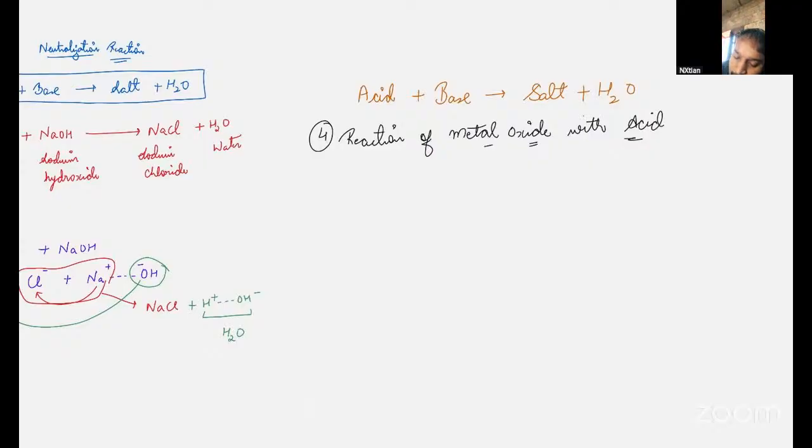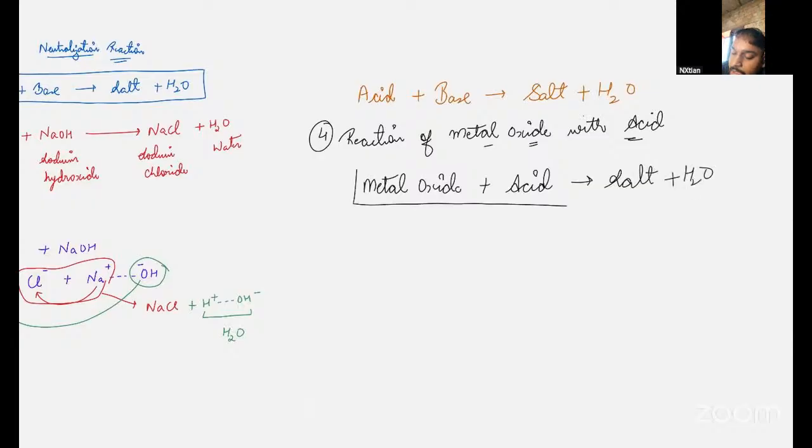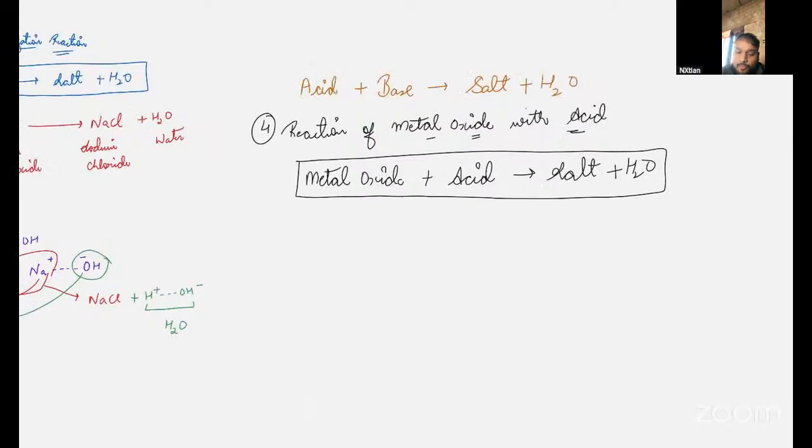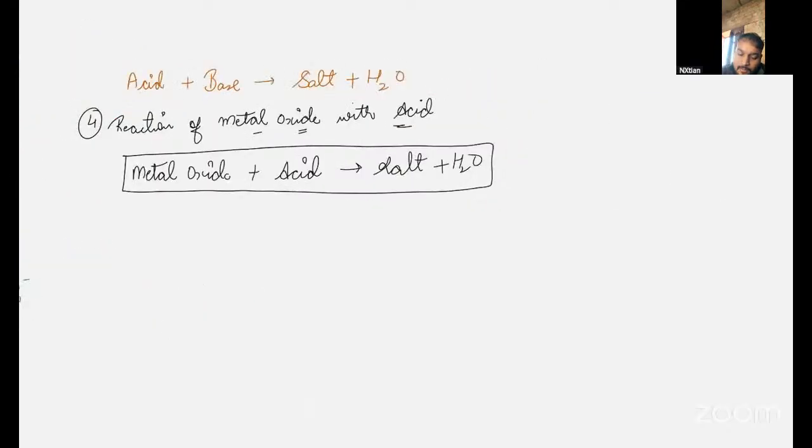Now, whenever a metal oxide reacts with acid, it also forms salt plus water. A metal oxide, when it reacts with acid, will also form salt and water. Now metal is metal, and oxide is oxygen, and oxygen has a valency of -2.